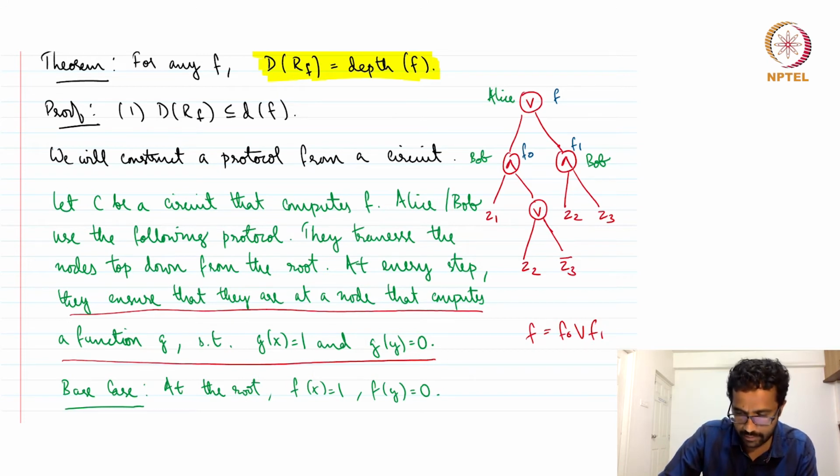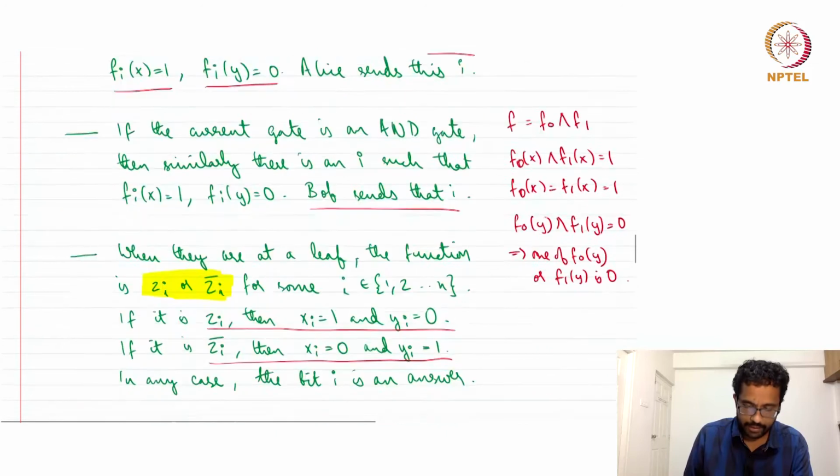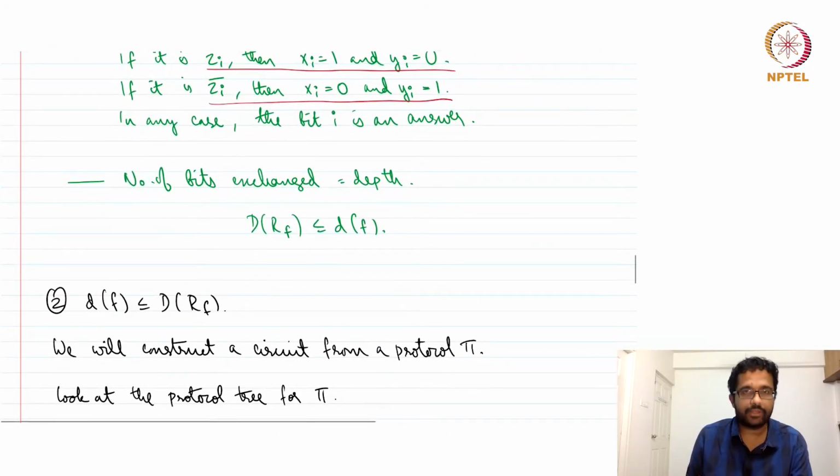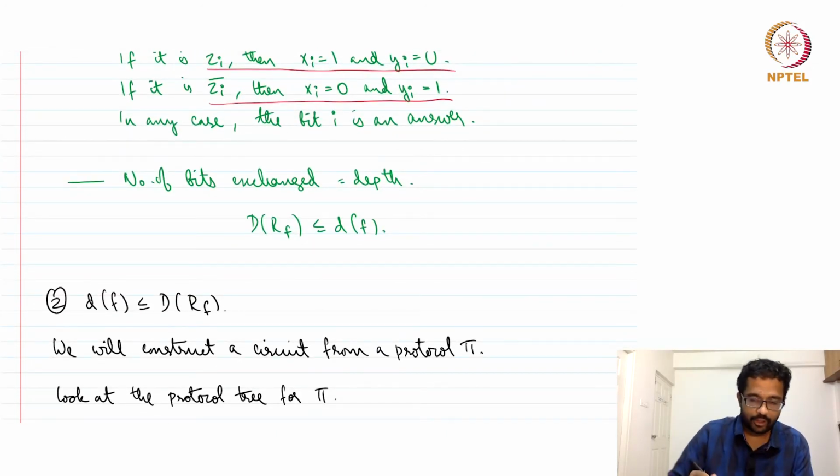So if it is this, then you can check that they will exchange at most 3 bits, and perhaps you can work out some small examples like this and see whether it checks out correctly. So the number of bits exchanged is the depth of the circuit. So the deterministic communication complexity of R_f is at most the depth of this circuit, but I could choose the circuit of the smallest depth, right? So deterministic communication complexity of R_f is at most the depth of the function.